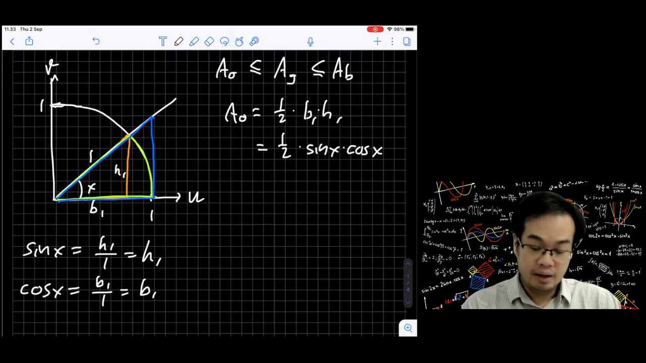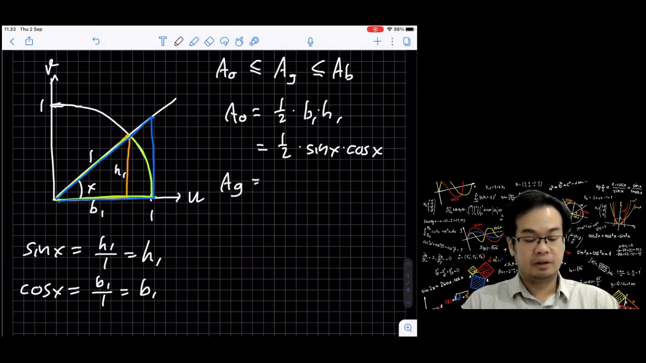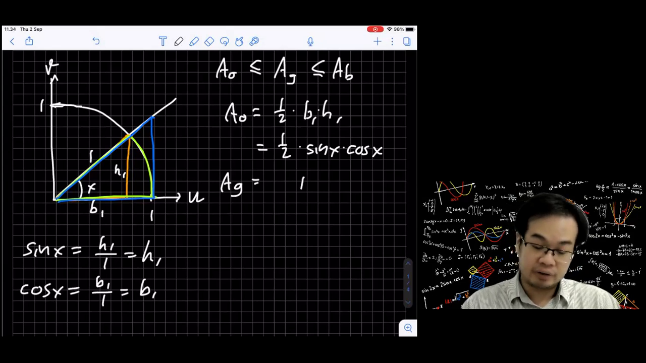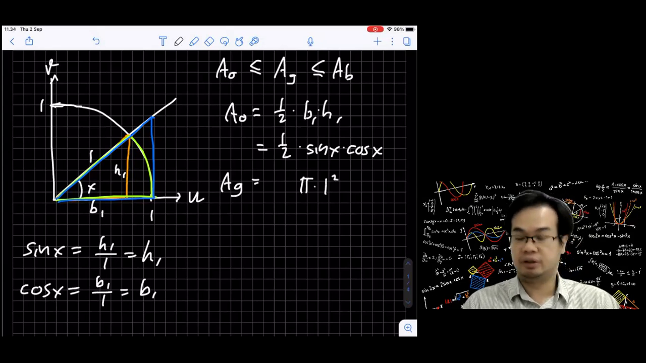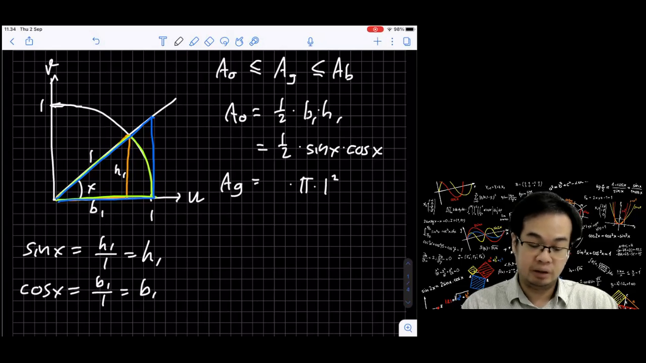Okay. And then how about the area of the green one? The green shape is a part of a circle, right? The full area of a circle is pi r squared, where the radius is 1. Because this is only a part of it, we need to make it a ratio. The ratio is the sector angle x divided by 2 pi, which is for a full circle. So if we cancel this, the result will be half x.